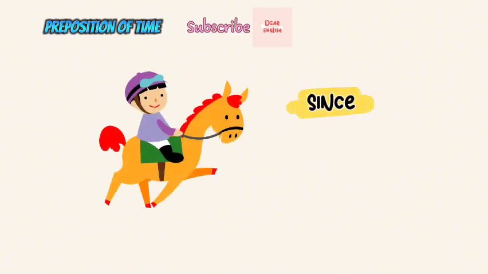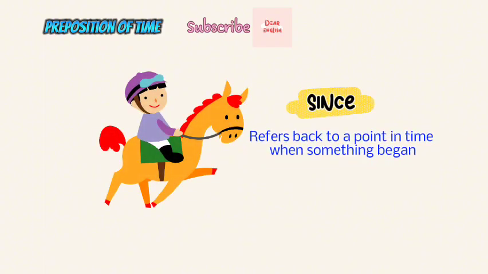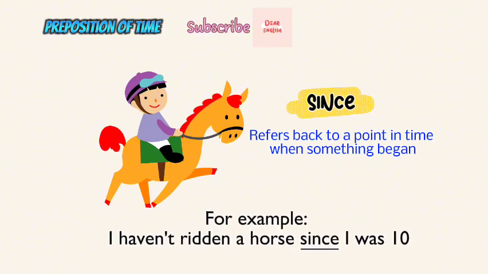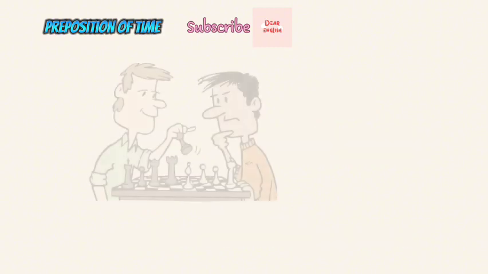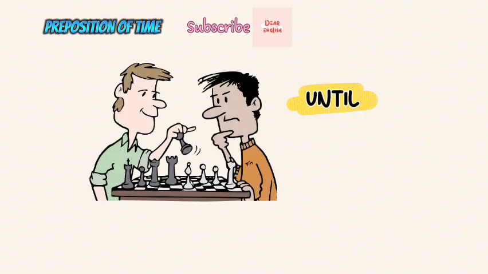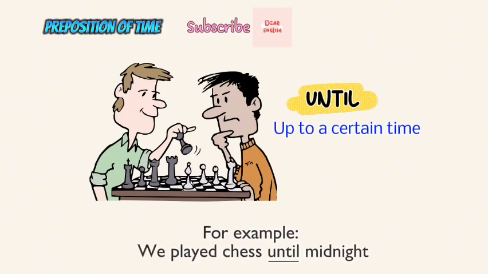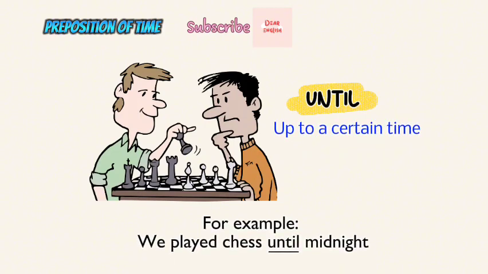Since. Refers back to a point in time when something began. For example, I haven't ridden a horse since I was 10. Until. Up to a certain time. For example, we played chess until midnight.